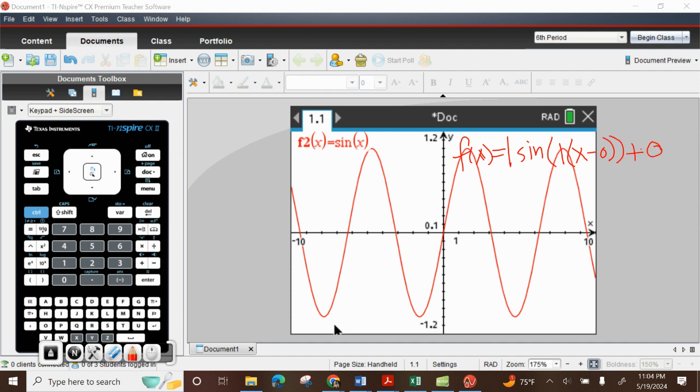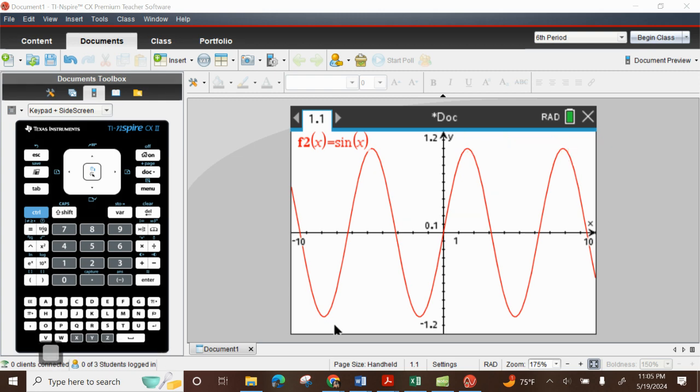If you look at the actual equation itself, you'll see that we have an amplitude of 1 and a periodic factor of 1. We have no shifting left or right and no shifting up and down. This is what you would call the parent sine function when we refer to families of functions. So I'm going to erase this and go back to the notes screen.